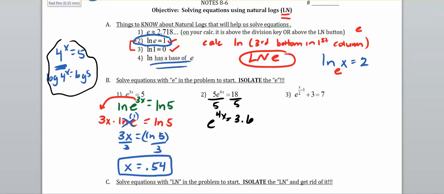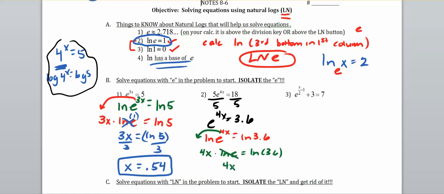Now I do have my e isolated. Since the base e is isolated, I want to take the natural log of both sides: natural log of the left, natural log of the right side. I'm going to use my properties of logs and bring the exponent out front. 4x times ln e is equal to ln of 3.6. Well, ln e, go back up to number 2. Something we've learned is that the natural log of e is just 1. So this is going to go away because it's really like 4x times 1. I have 4x equals natural log of 3.6.